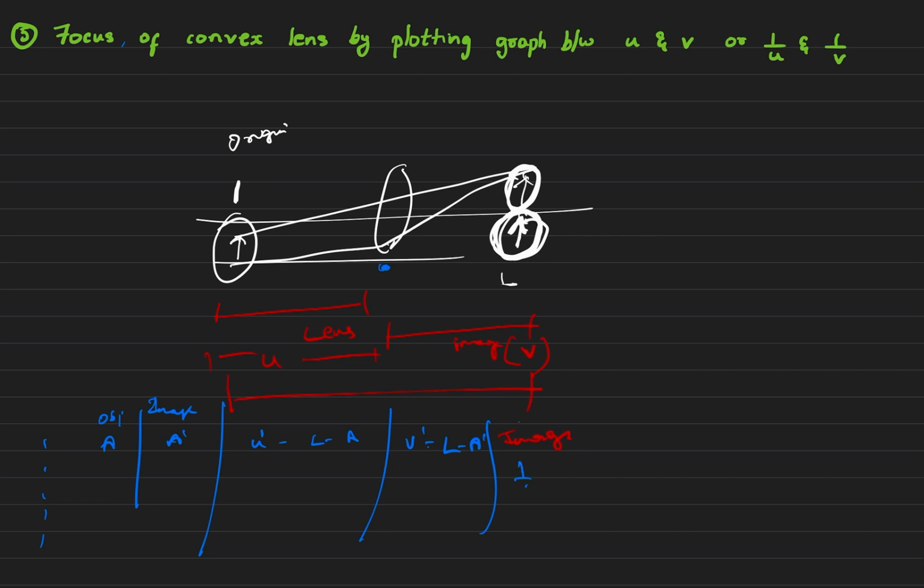And here you will have 1 by u, 1 by v, and then f is equal to uv by u minus v. That is going to give you the focal length. You can find the mean of that, the average, so you get your focal length.